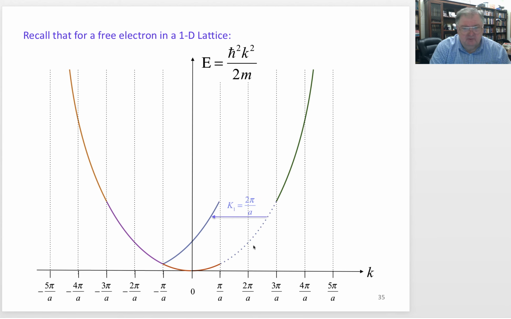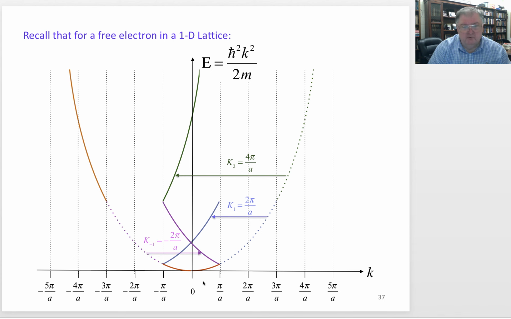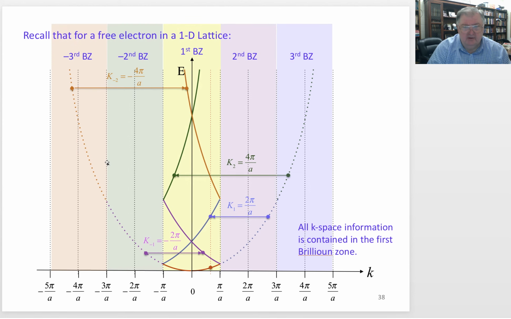Okay. Similarly, what's happening in this third Brillouin zone, I could figure out from the first Brillouin zone by taking this action here and moving it over by 2 times 2 pi over a, so in other words, 4 pi over a. Similarly, I could take all the action in the -2 Brillouin zone, move it over like that. I take this one here, move it over, and here we go.